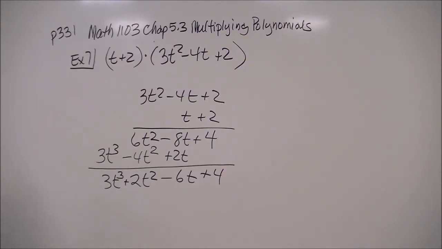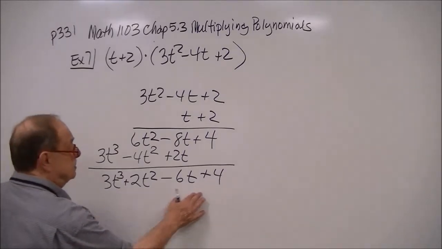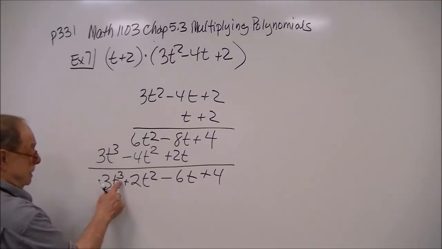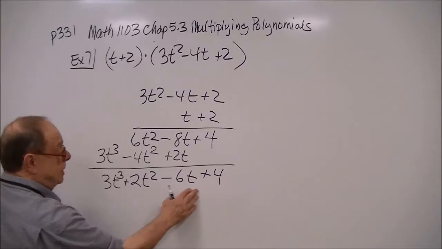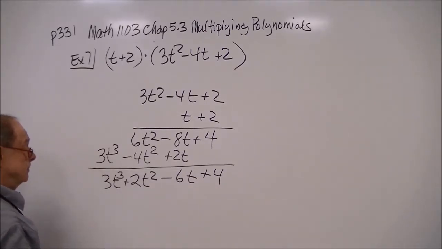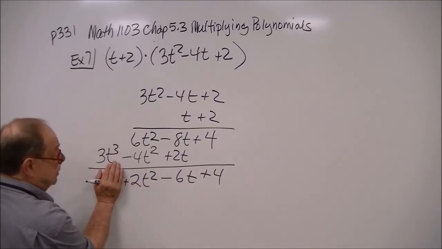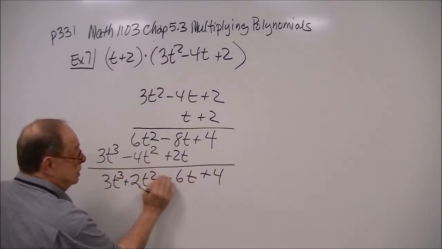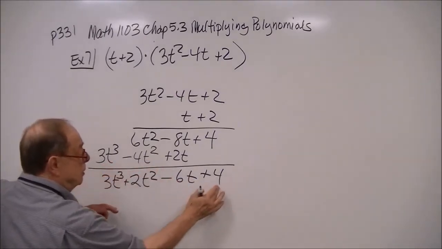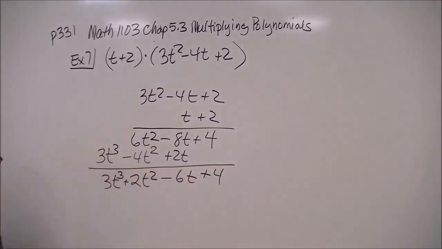A review: what's the degree of this expression? Well, it's the highest degree, 3. And is there a special name for this expression? Yes, this is called a polynomial. If it only had 3 terms, it would be a trinomial, 2 terms, a binomial, 1 term, a monomial. A little review.